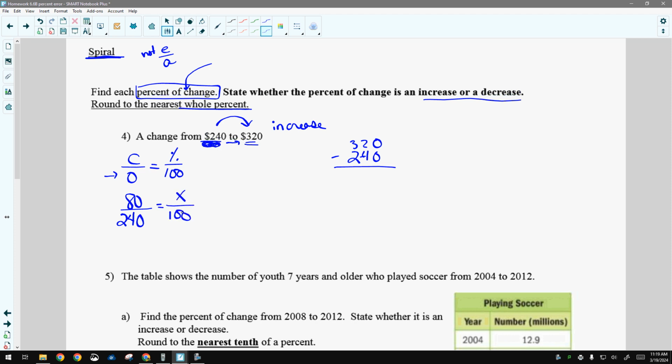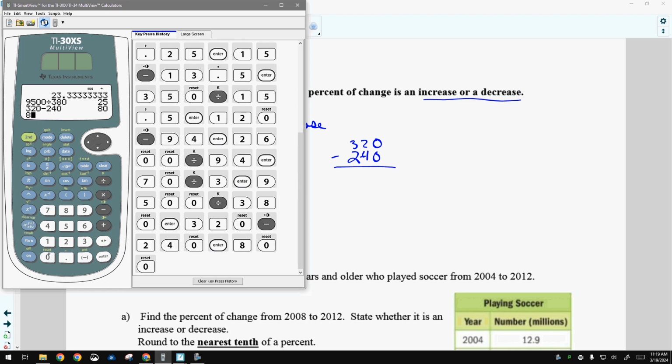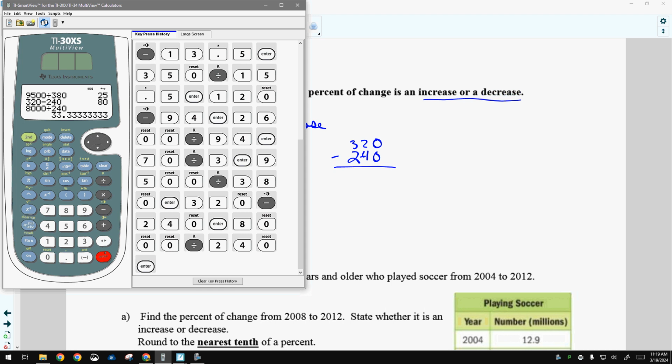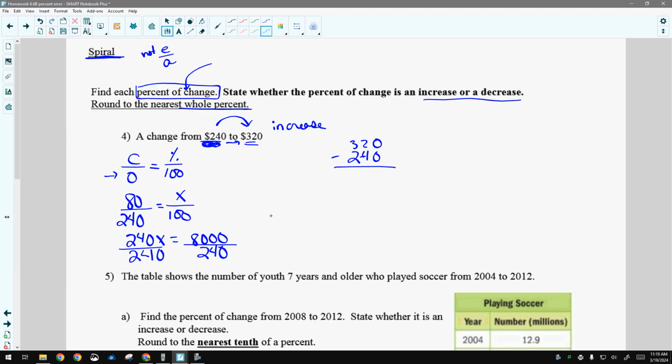So that's what that setup looks like. Once we have that hard part done, we cross multiply. 240x equals 8,000. Divide both sides by 240. And I believe this is one we have to round. 8,000 divided by 240 is, yeah, 33.3. So we're going to round that to a 33% change.